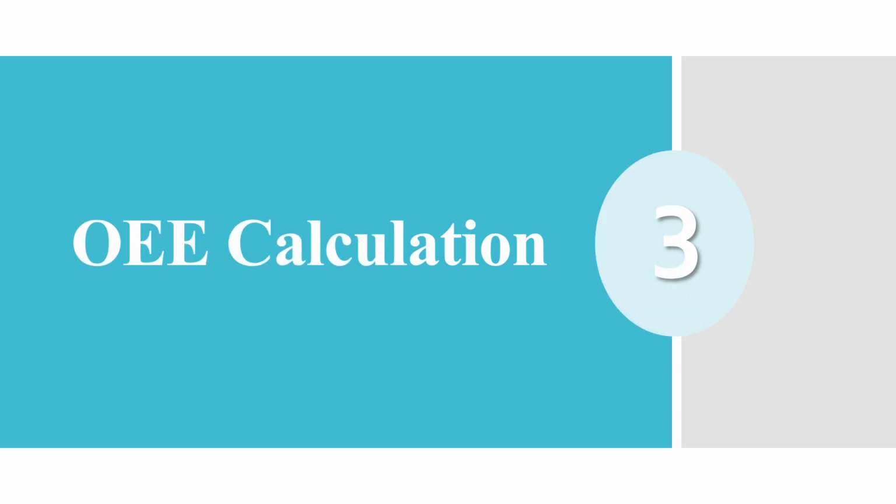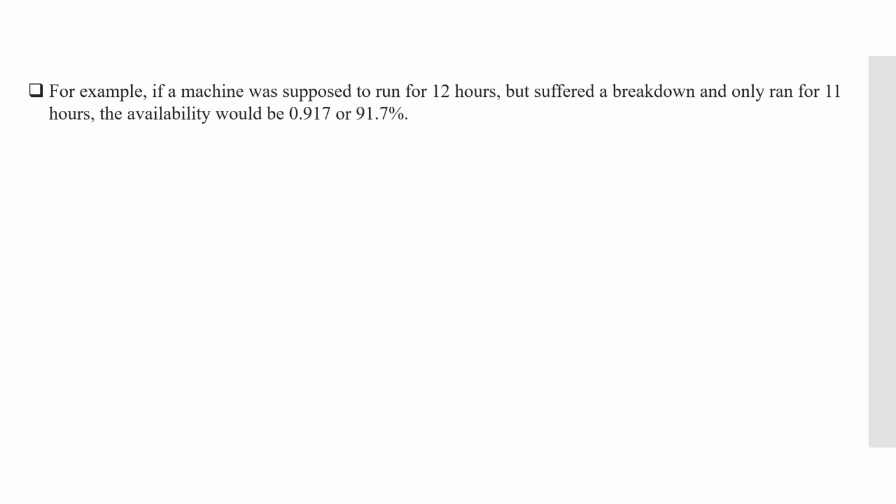Now let us understand one of the simple calculations of OEE. For example, let us suppose that a machine is supposed to run for 12 hours. There is a particular machine in the factory which is supposed to run for 12 hours, but because of some breakdown, it has run only for 11 hours.